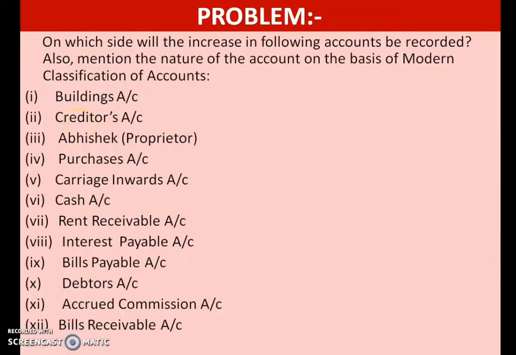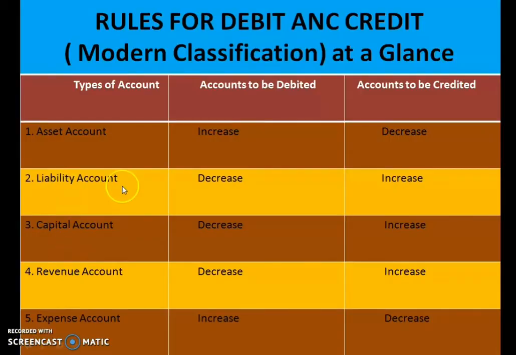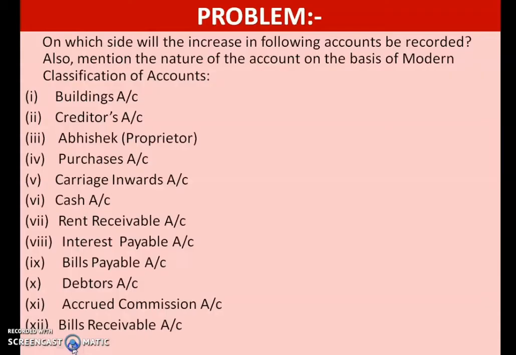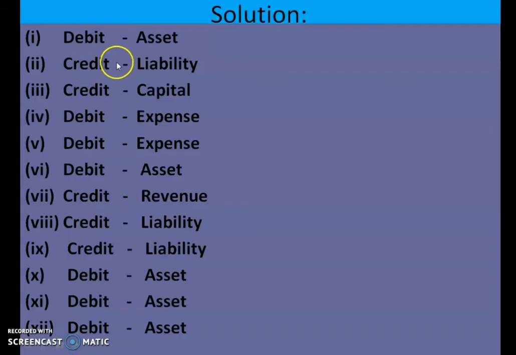Okay, so the next item, creditor. Creditor means the person to whom the company is liable. The business has to pay money to the creditor. So it is our liability. If it is increasing, see, creditor is our liability. So what is the rule? If it is increasing, which side are you supposed to show? You are supposed to show it on the credit side. So the second item, creditor, is your liability, and you have to show it on the credit side.